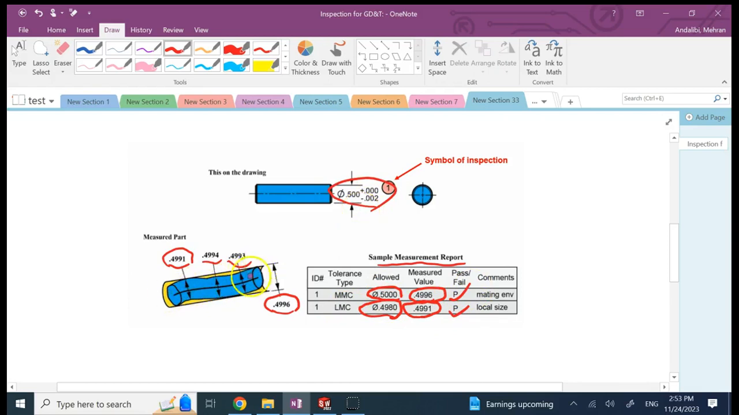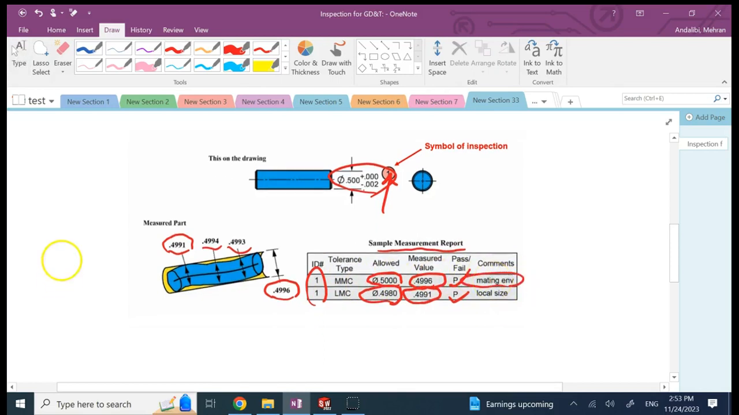Now here we have not added anything for the straightness of the axis or something, but if it's just the measurement of the diameter, this has passed, and we can provide a table like this. We have the ID number. This 1 is this number here, the number of the point or the dimension to be measured. And then we can provide MMC, LMC, the measured values, and then whether it is a pass or fail. We can add comments here, so you see, for example, 0.5 is the mating envelope and so on.